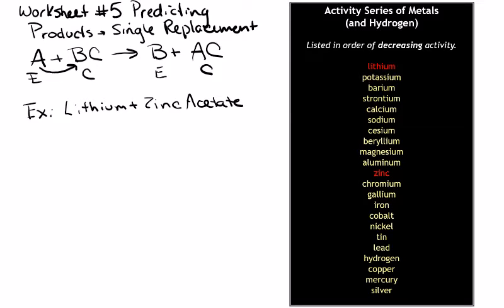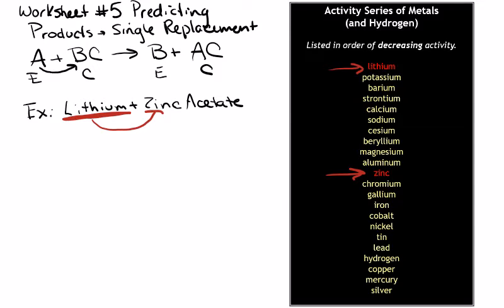Now, does this reaction occur? That's what we have to ask ourselves, and that's where this activity series comes into play. We have to make sure that the element that is going to be doing the replacing is listed higher on the activity series of metals. If we take a look, lithium is actually listed higher than zinc. So in this particular case, lithium could replace zinc in this compound.